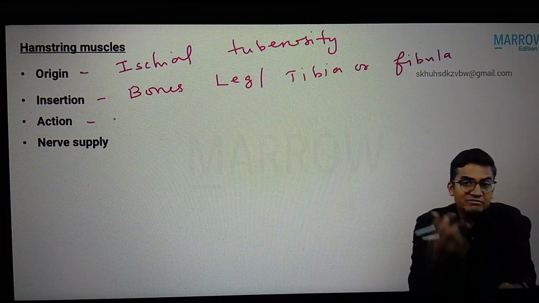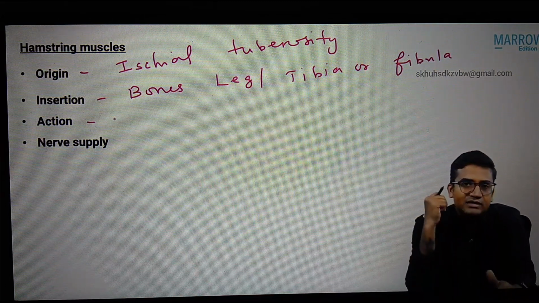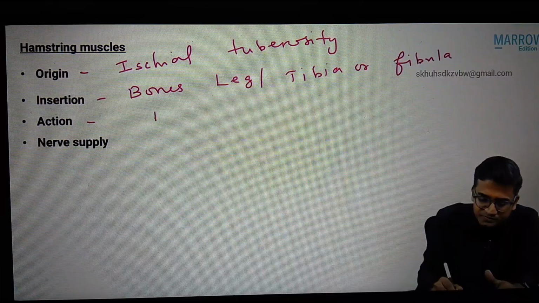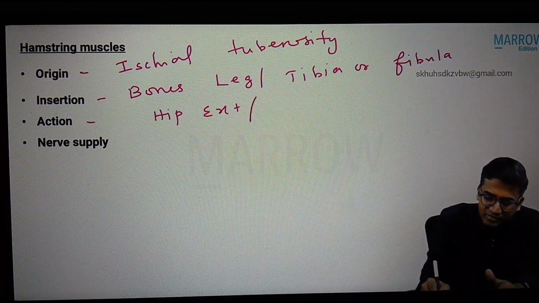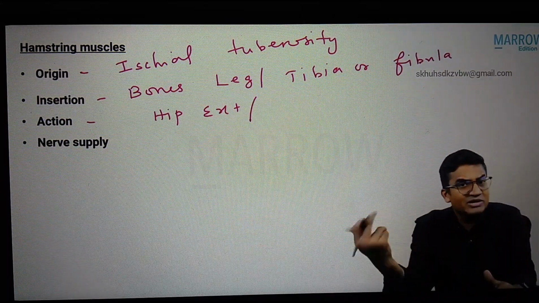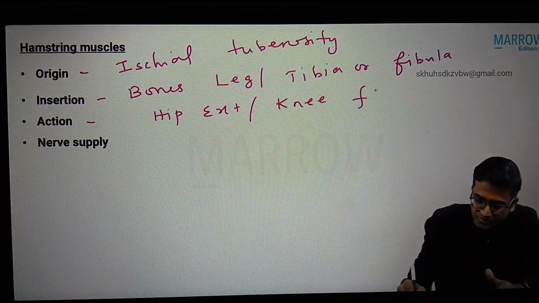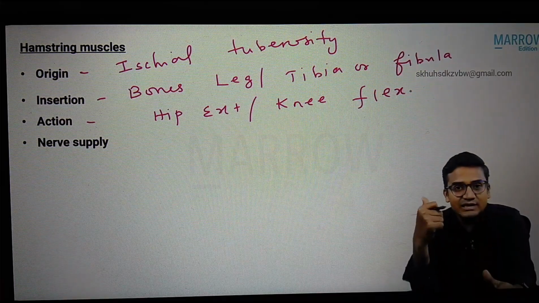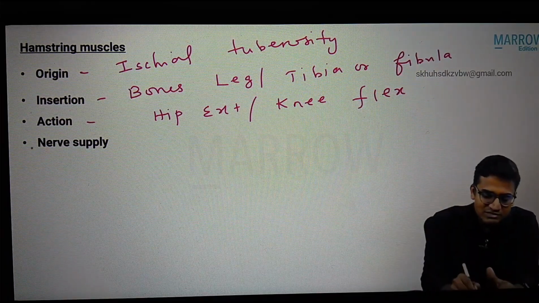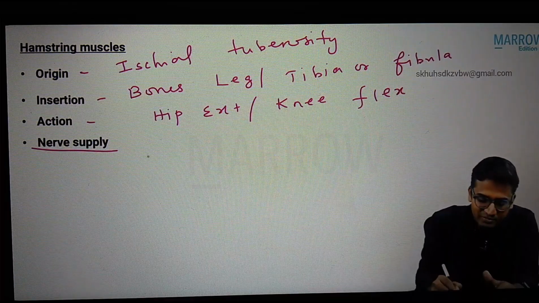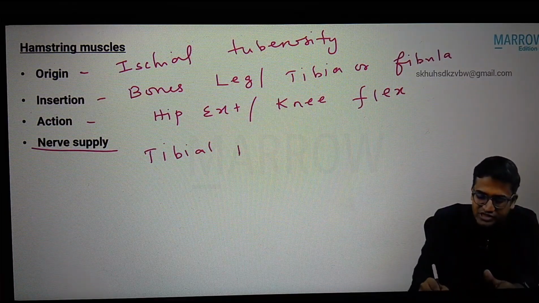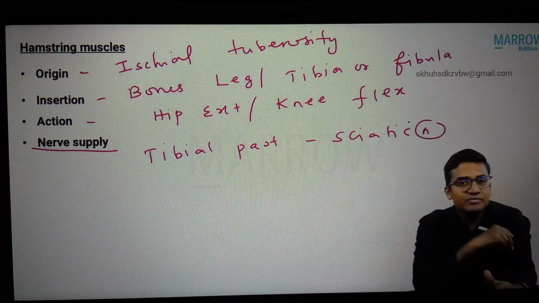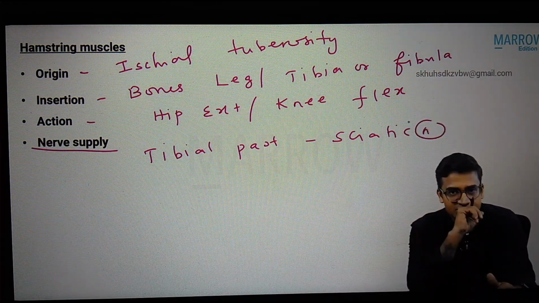Now, what is the action? Hamstring muscles cross the hip behind and they cross the knee behind. Muscles crossing the hip behind do hip extension. Muscles crossing the knee behind do knee flexion. So they extend the hip and flex the knee. Now, what is the nerve supply? All the hamstring muscles are supplied by the tibial component of the sciatic nerve. These are the properties of the hamstring muscles.